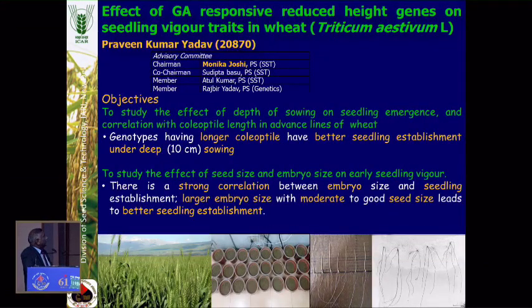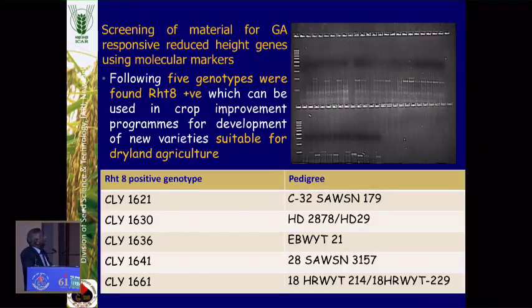Praveen was another candidate who competed for the gold medal yesterday. He worked on GA responsive reduced height genes and seedling vigor traits in wheat. He established that genotypes with longer coleoptiles have better seedling establishment under deep soil conditions of more than 10 centimeters, and strong correlations between embryo size and seedling establishment. Larger embryo size with moderate to good seed size has better seedling establishment.